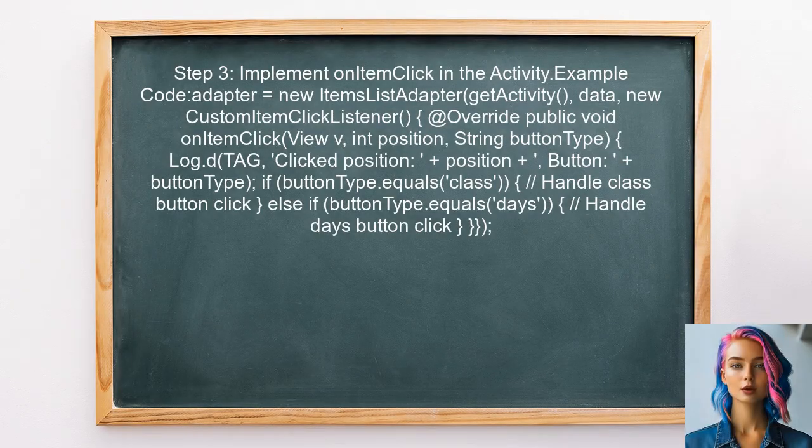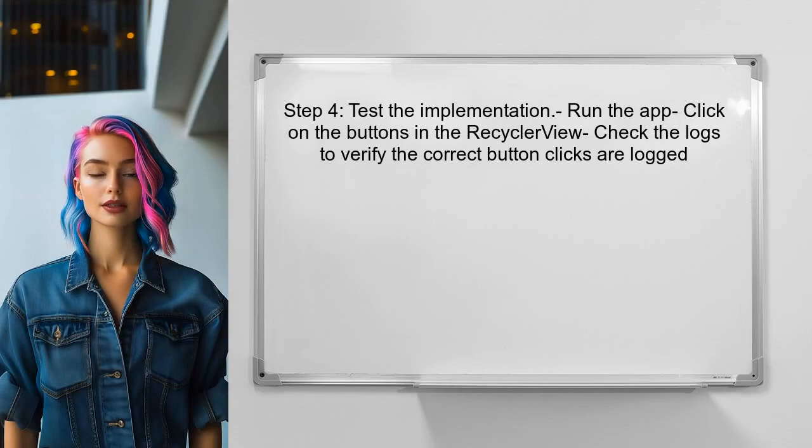Now the user needs to implement the on-item-click method in the activity. This method will handle the logic based on which button was clicked. Finally, the user should test the implementation to ensure that the correct button clicks are being logged and handled appropriately in the activity.